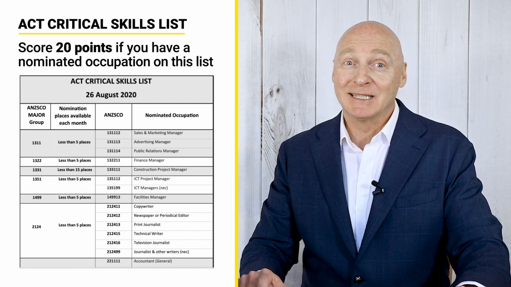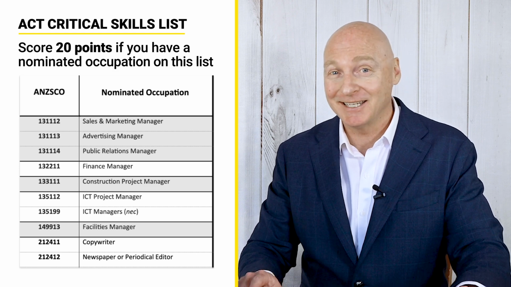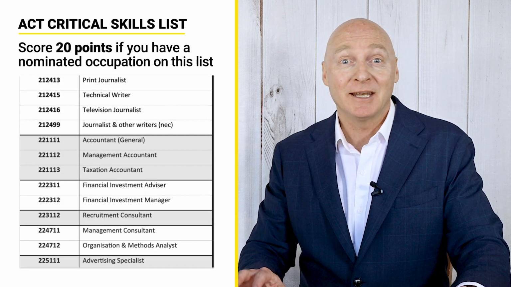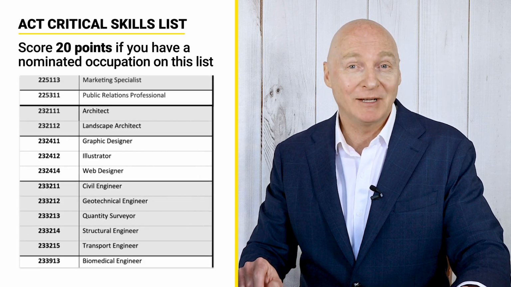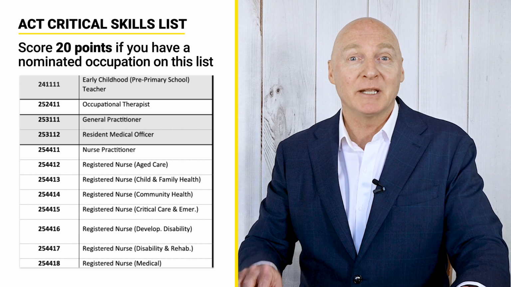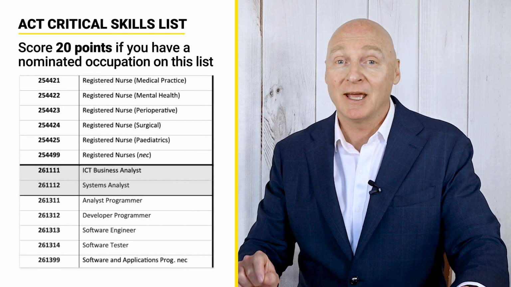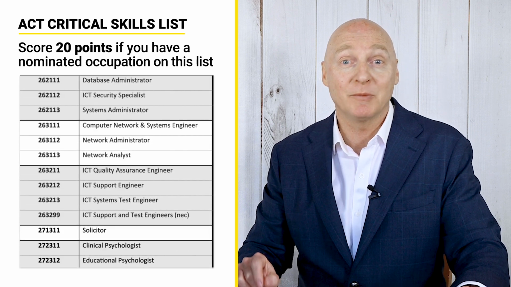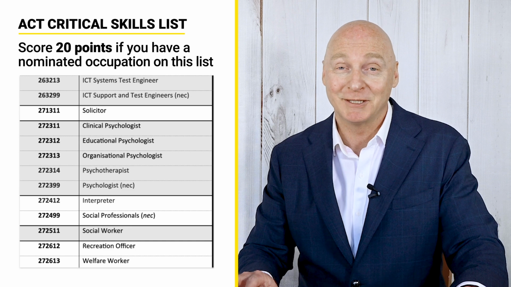The critical skills list. You get 20 points for having nominated an occupation on the ACT critical skills list. Now you can visit the ACT official website to check it out, and we'll leave a link in the description below. But it's important to remember that this list may change without notice, and this would have a large impact upon a person's total score if the occupation was suddenly removed.